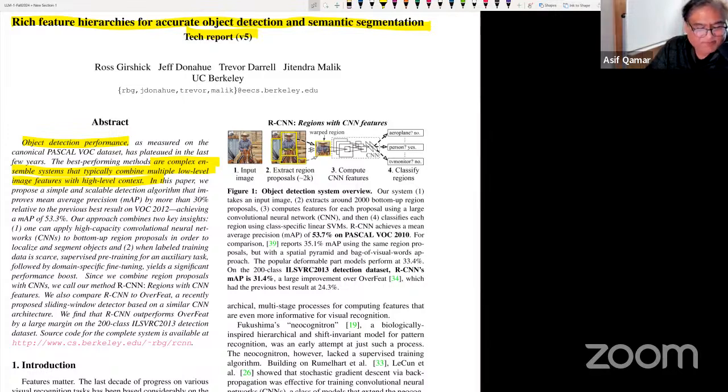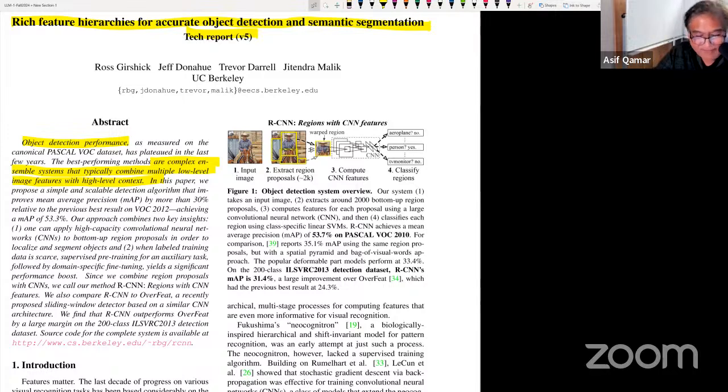In this paper, we propose a simple and scalable detection algorithm that improves mean average precision by more than 30% relative to previous best results on a benchmark, achieving a mean average precision of 53.3%. Right? MAP, mean average precision. We talked about it when we were talking about RAG, isn't it? And so you know that concept.